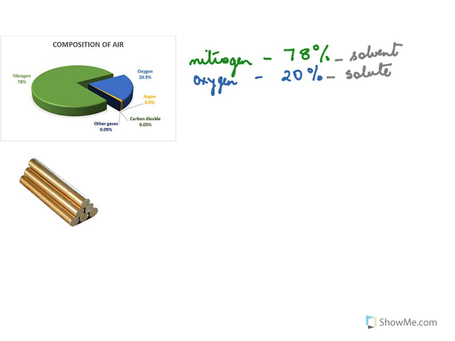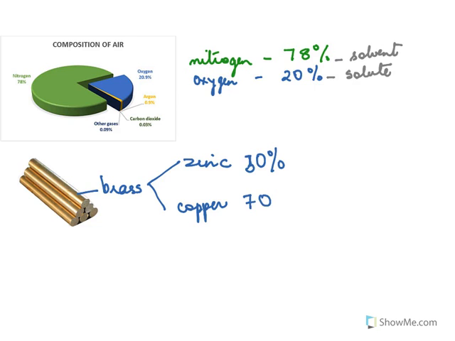We also learned about brass. This is brass, and we said brass was made up of zinc, which was 30%, and copper, which was 70%. So can you stop for a moment and think who must be the solute and what must be the solvent? And definitely you'll say the zinc is the solute, it is present in smaller amount, and copper is the solvent.